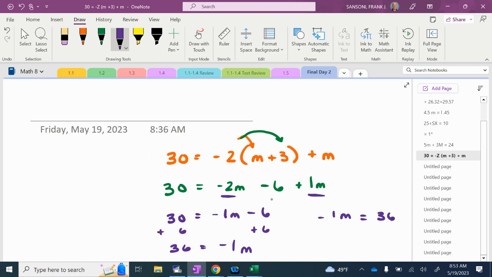Doesn't matter which one you put on the left and which one you put on the right. I need to get negative 1 away from m. Divide both sides by negative 1. And a positive divided by a negative is a negative. So it's a negative 36.